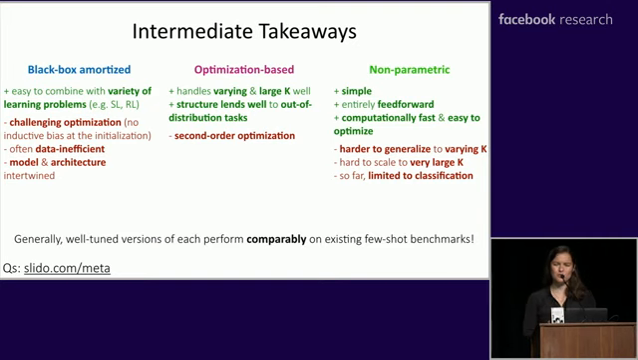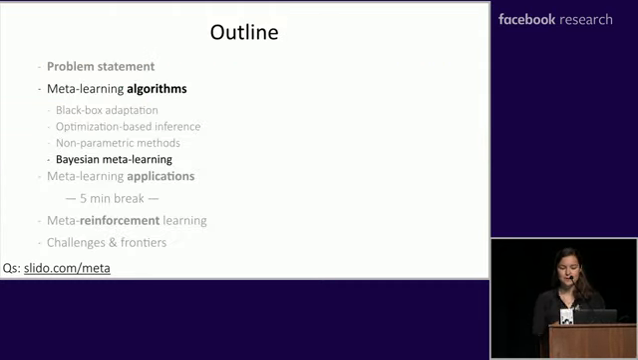And lastly, it's worth pointing out that well-tuned versions of each of these approaches tend to perform comparably on existing few-shot learning benchmarks. So at the performance level, they all perform quite well. OK, so now let's talk about Bayesian meta-learning approaches.